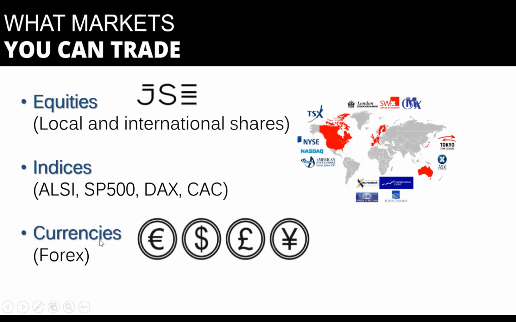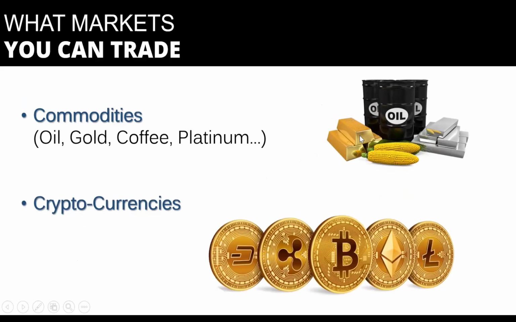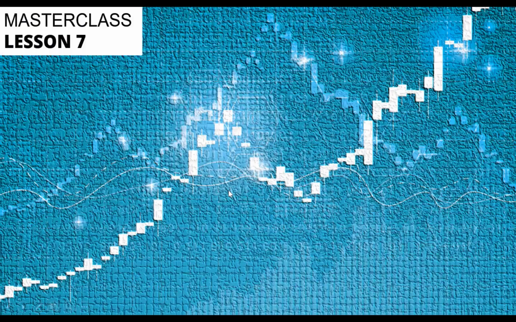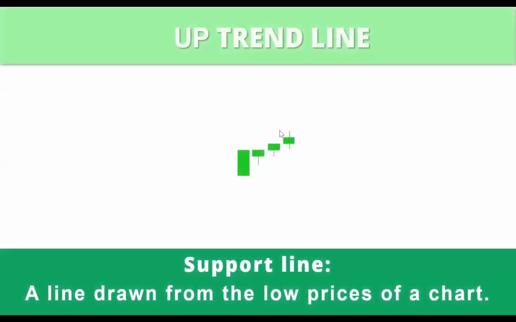Then we have currencies, which is Forex, where you can trade the euro, the dollar, the pound, the yen. You can trade major currencies, minor currencies, exotic currencies. You can also trade commodities, oil, gold, coffee, platinum. You can trade different cryptocurrencies as a financial market, Bitcoin, Dash, Litecoin. You can trade Bitcoin Cash. You can trade Ethereum.